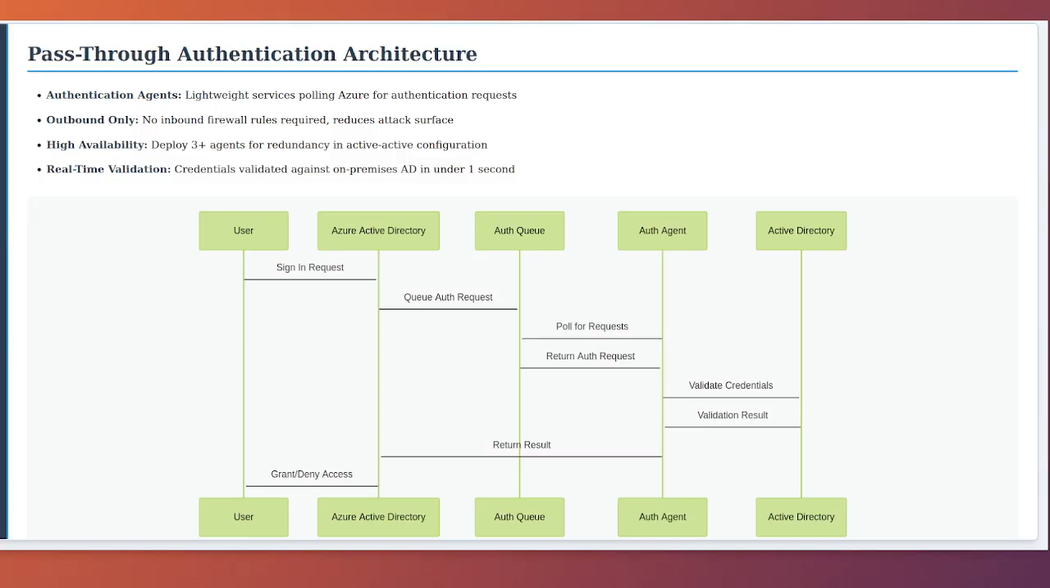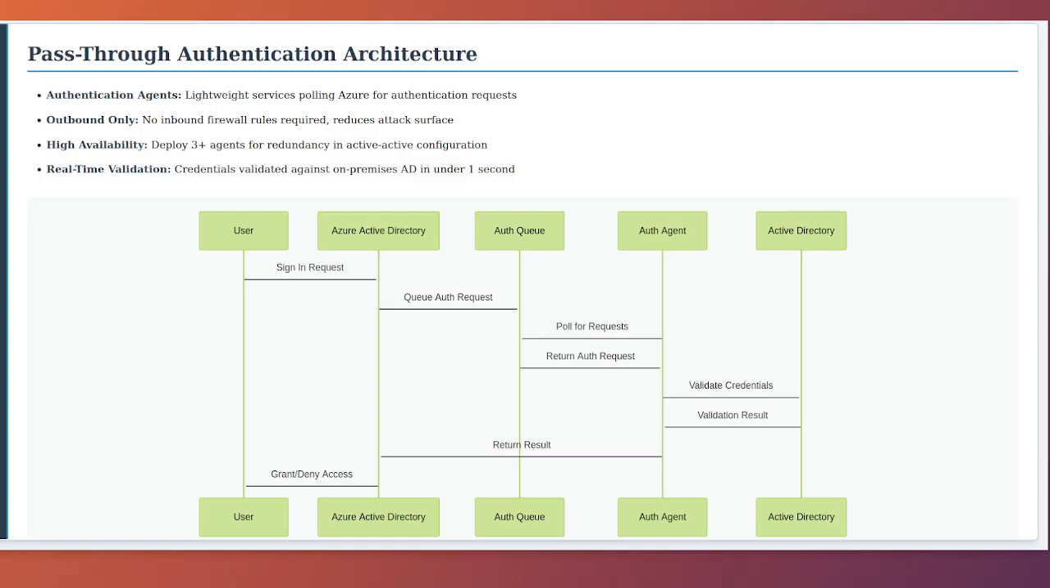The architecture consists of lightweight authentication agents that are installed on one or more on-premises servers. These agents establish outbound connections to Azure AD and register themselves as available to handle authentication requests for your tenant. When a user signs into an Azure AD integrated application, the authentication request is placed in a queue in Azure. The on-premises authentication agents continuously poll this queue looking for authentication requests.